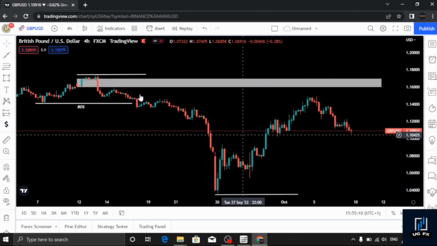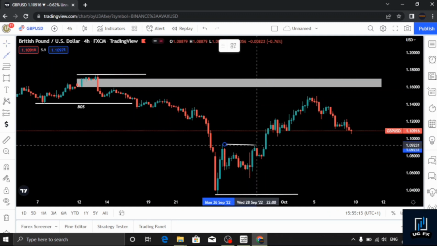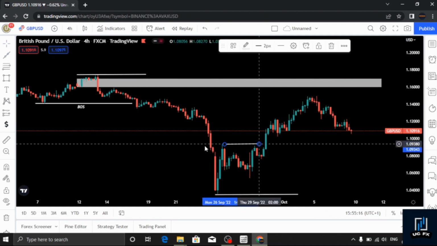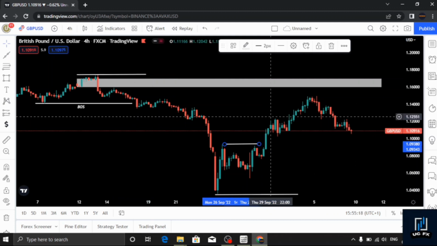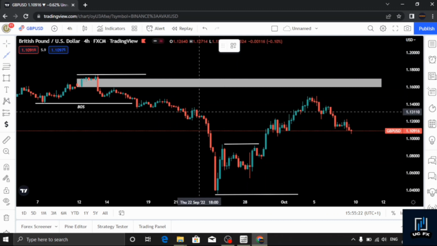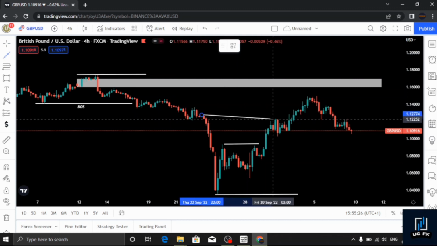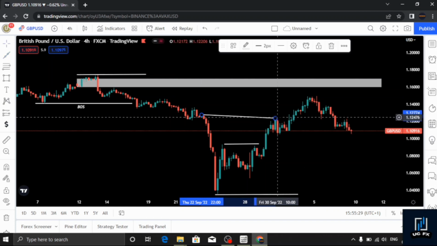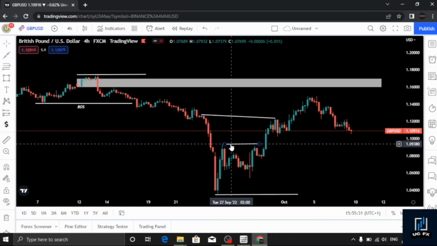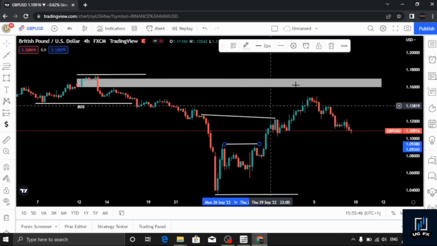And mind you, liquidity has been grabbed, just like I said, in the form of equal lows to take out traders that are selling from this point. So we had a series of liquidity that were grabbed. There was still liquidity here that was grabbed. So all the liquidities have been taken out. So what next?